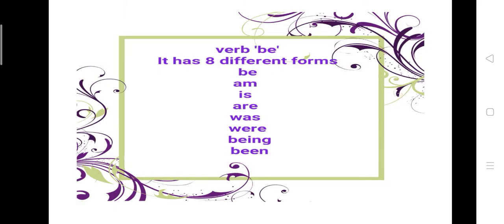Now look at the verb be. It has 8 different forms, depending on the subject. We have to use them in the sentences whenever we are using passive voice. Correct? So these are be, am, is, are, was, were, being, been.